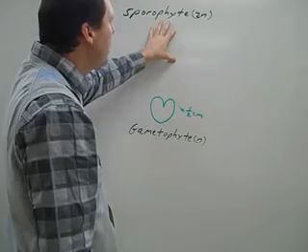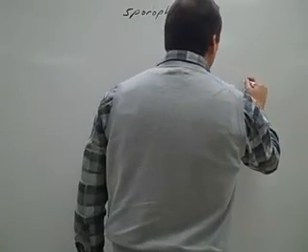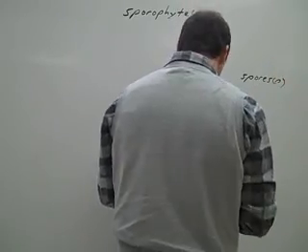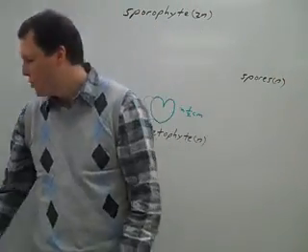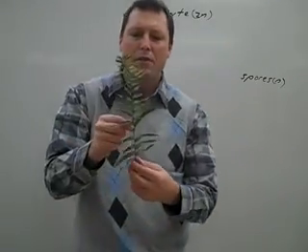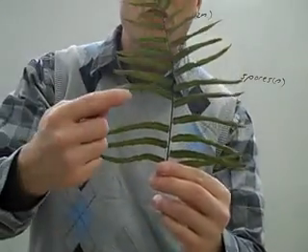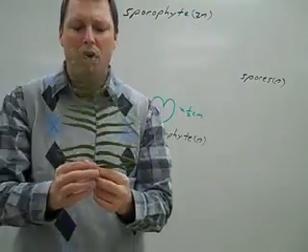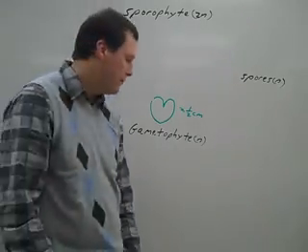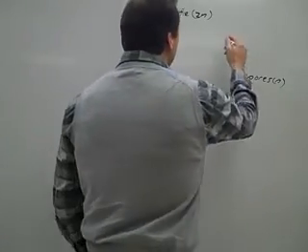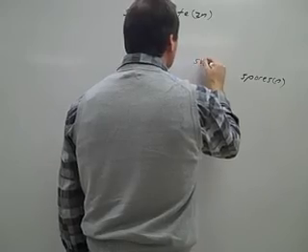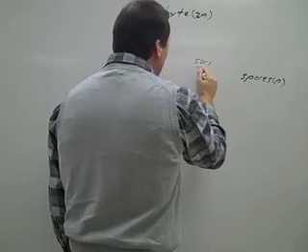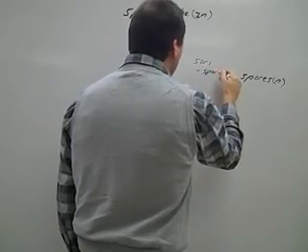Now, the sporophyte is going to go ahead and produce spores. And the spores are actually produced, if we look at this frond, if you look at the underside of this frond, you will see little brown dots. These little brown dots are referred to as sori, S-O-R-I, or soris for short. And these sori actually produce the spores.